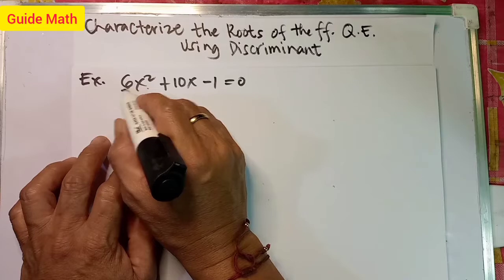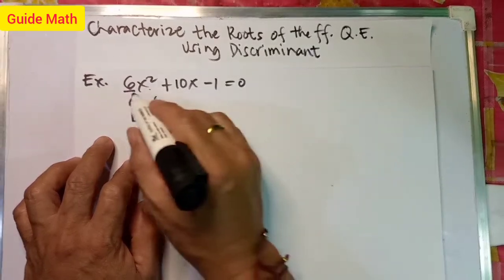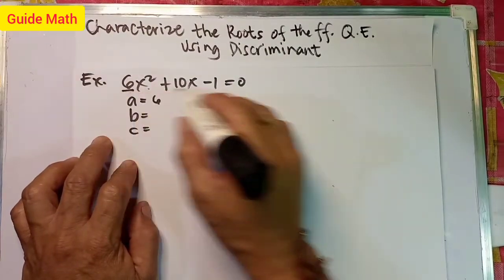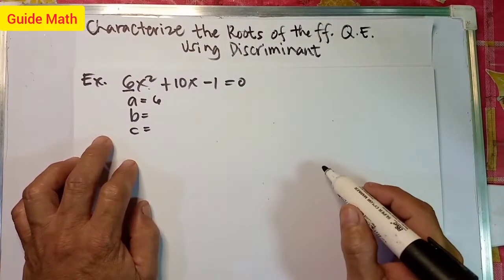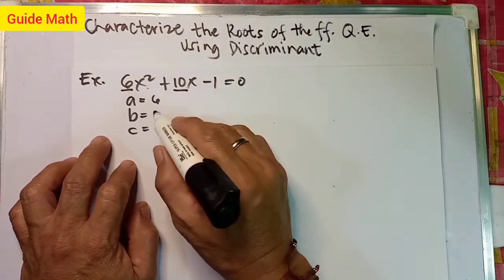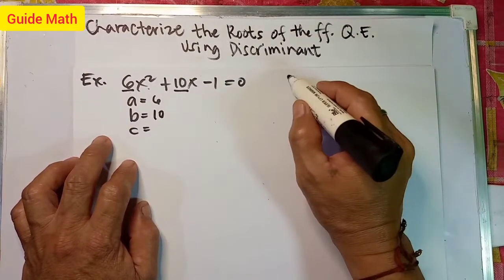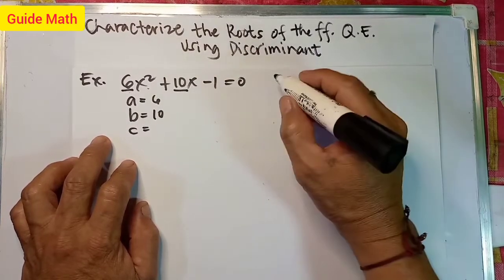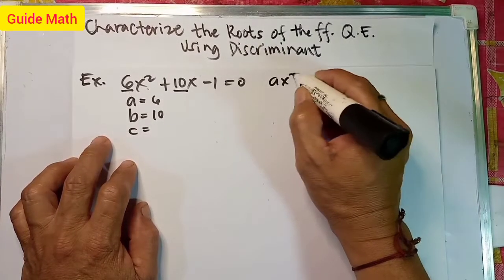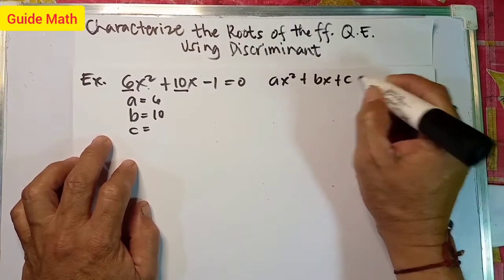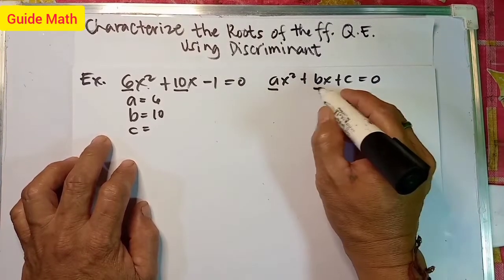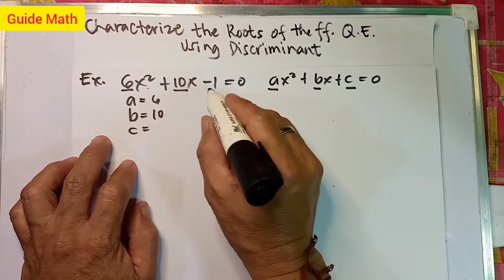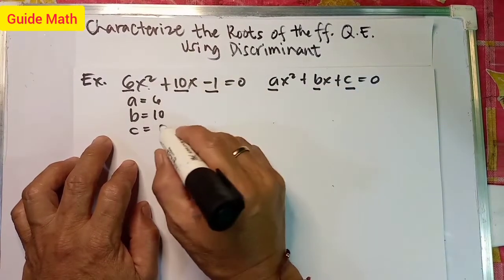Halimbawa, katulad nito, yung a natin ay 6. Hindi madali hanapin ito kapag hindi siya nasa standard form. Pero pag nasa standard form, mas madali nating ma-identify. Let's say this is b. That is 10. I remind you na dapat tandaan natin that the standard form is ax squared plus bx plus c is equal to 0. So, mas madaling makikita yung mga value ng a, b, and c. Ang c natin ngayon is negative 1.